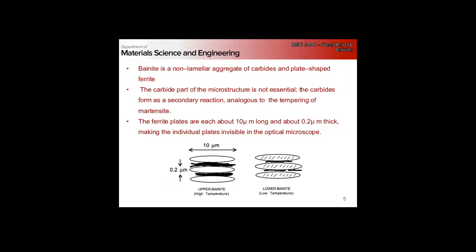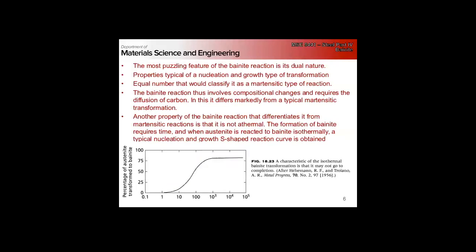Lower bainite, at lower temperatures, we have carbides that then form in the individual sheaths, individual plates. So now we get into the confusing part of bainite, right? So it has a dual nature, right?